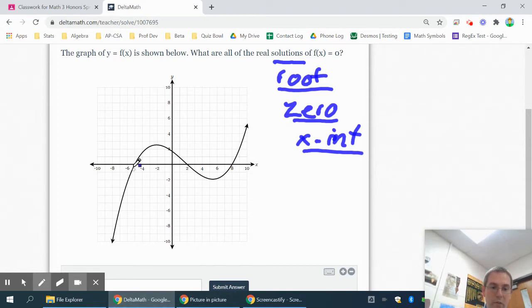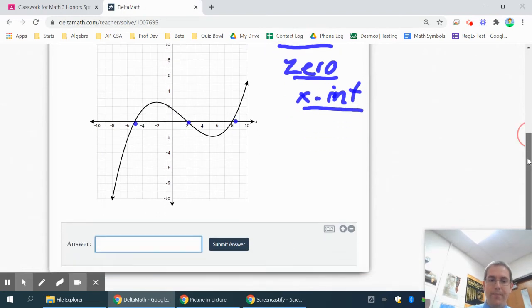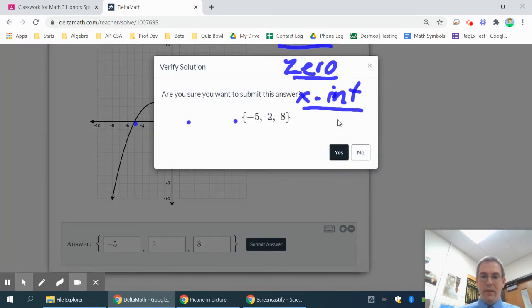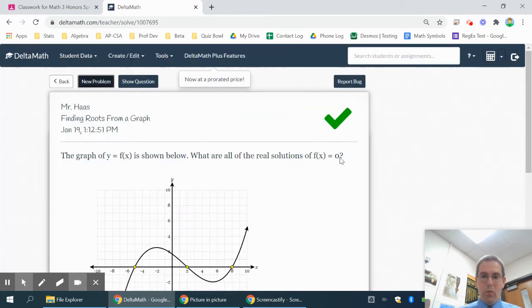So if you notice, this one has an x-intercept pretty close right there at -5, at +2, and 8. So those are the values, -5, +2, and 8, that are solutions. So when I go to type in my answer, I can type in my -5, type in a comma, and it'll give you a box for a second answer. And then the 2, type in a comma, the 8, and then that should submit. We'll try one more of these.